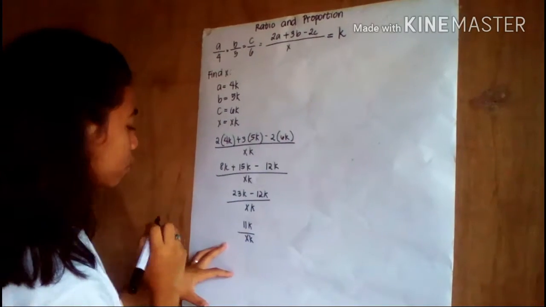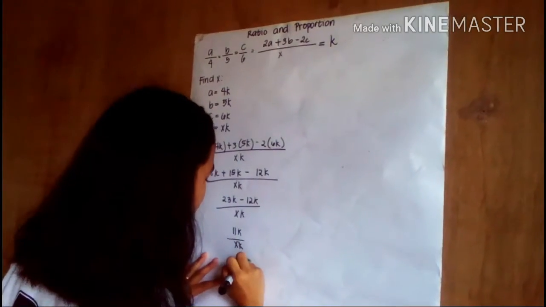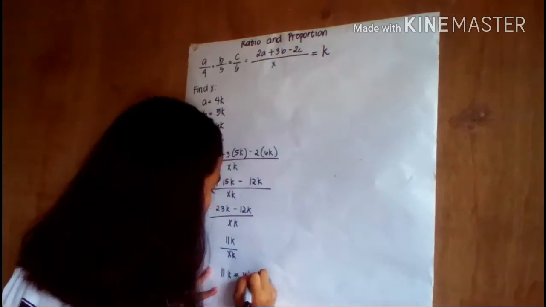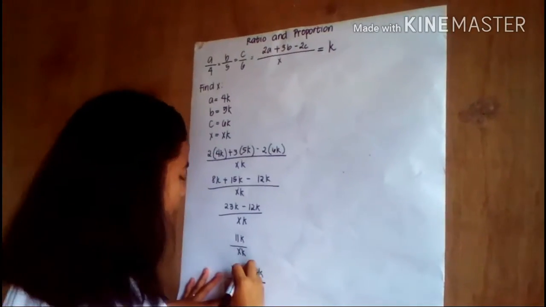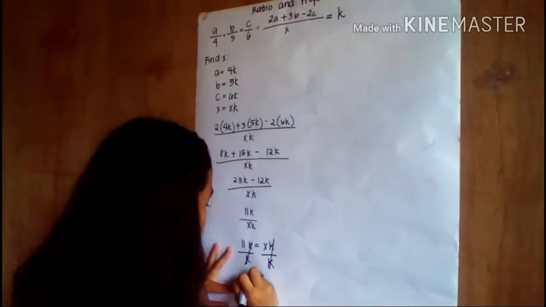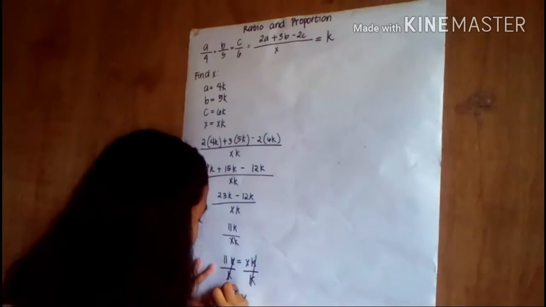Or we can also say that 11k is equal to xk over k, then cancel k. We can now find the value of x, which is 11.